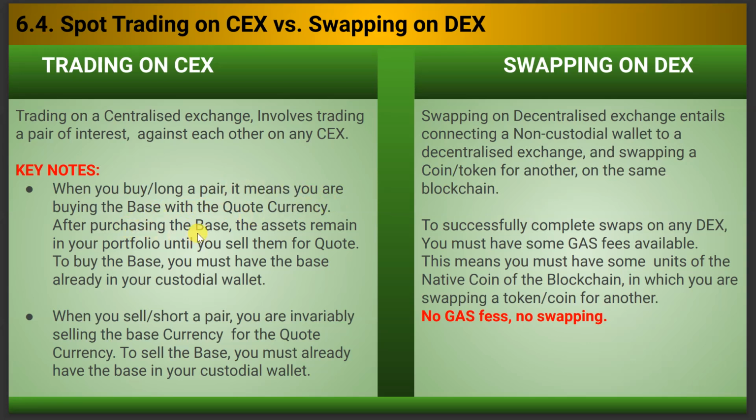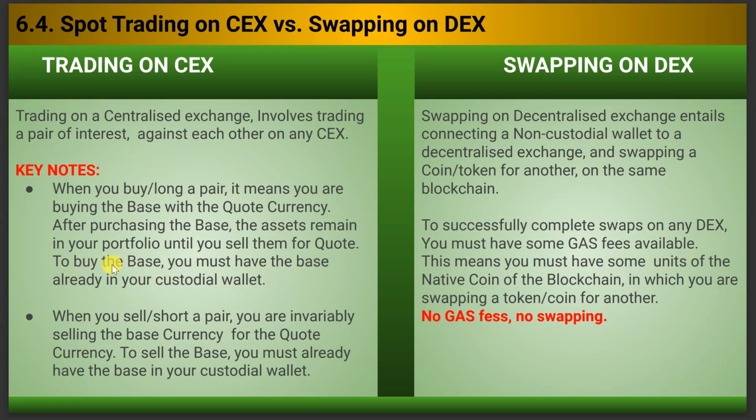After purchasing the base asset, I think I highlighted this already in the previous slide, the asset remains in your portfolio until you sell it for quotes. The quote is the currency you use to buy it, in the case of BTC/USDT, USDC. So to buy the base, you must have the quotes already in your custodial wallet.